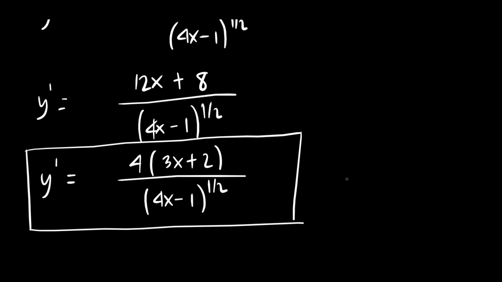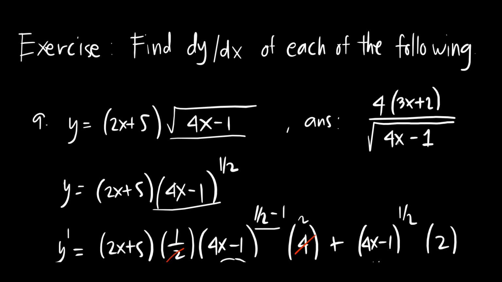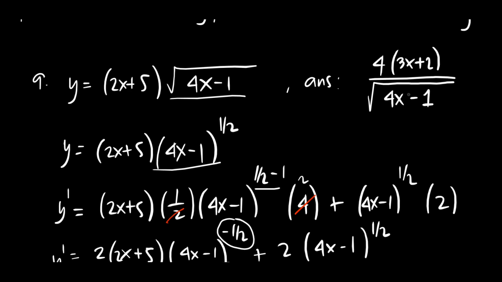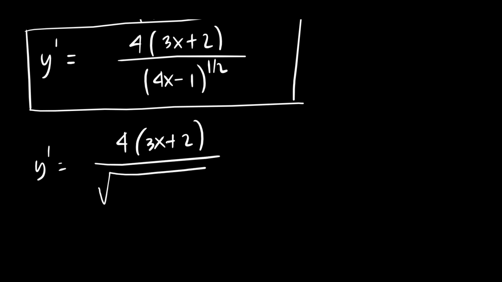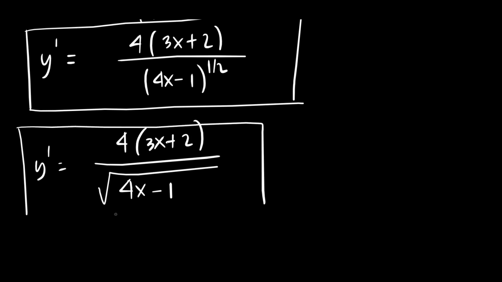So let's check if our answer is correct. So 4 multiplied by 3x plus 2 all over the square root of 4x minus 1. Let's simplify further. So y prime is just equal to 4 multiplied by 3x plus 2 all over the square root of 4x minus 1. This is just equal to the answer here. So our answer is correct.